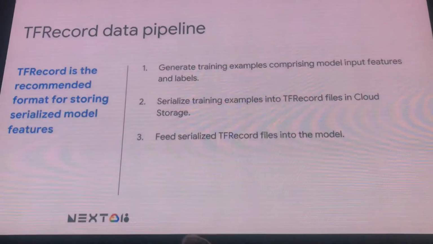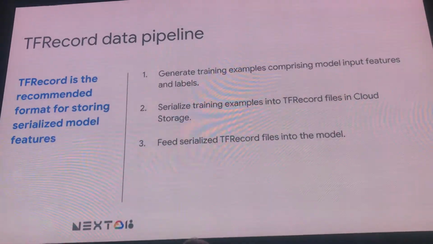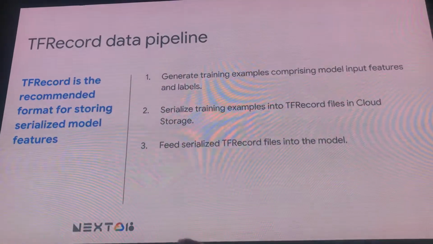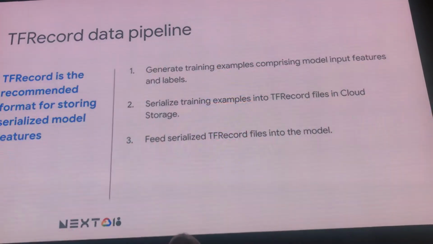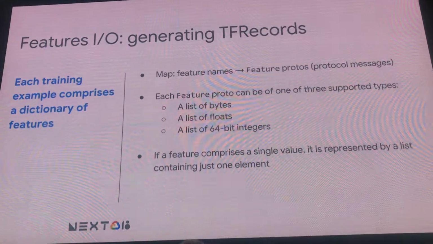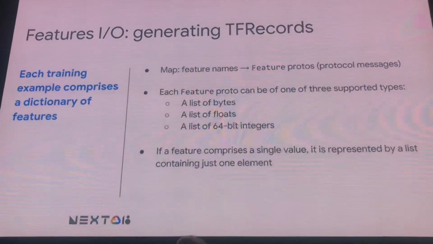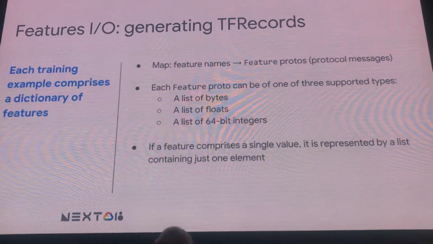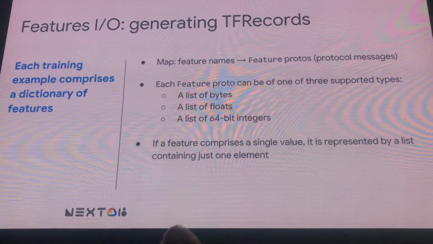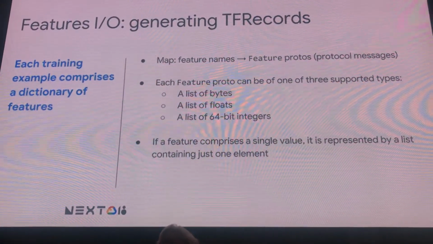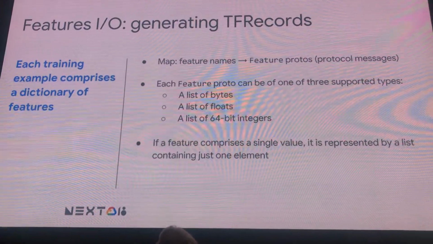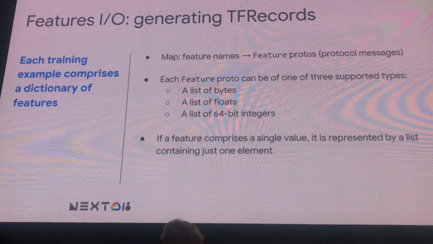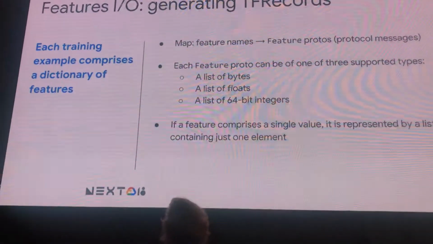There are 3 steps here: generating training examples comprising model input features, serializing training examples into TF record files, and feeding TF record files into the model. So what is a training example? It's actually a Python dictionary or map. It maps feature names to feature protocol messages. There are 3 types: you can have a list of bytes, a list of floats, or a list of integers. You always have a list. And what do you do with features that are scalars? You simply have a list with one element in it.